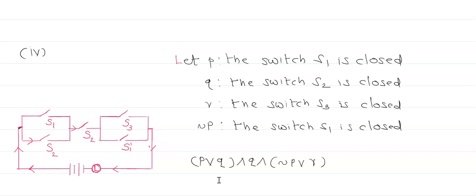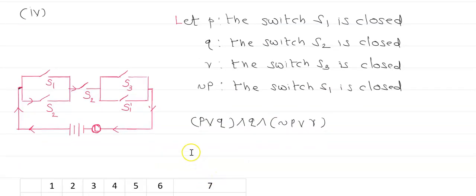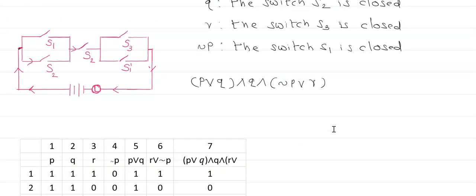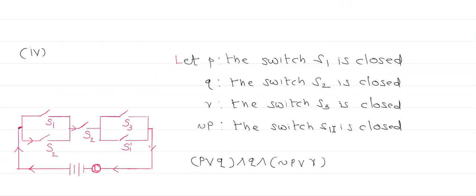Now the fourth is again, what's happening here? That is the logical statement for this given circuit. Now what's happening? S1 and S2. Again the same statements: P, S1 is closed; Q, S2 is closed; R, S3 is closed; and their negations. S1 and S2 are in parallel, therefore P or Q. Again they are in series with S2 and Q. Again they are in series with S2, S3 and S1 dash, that is the negation of P or R.